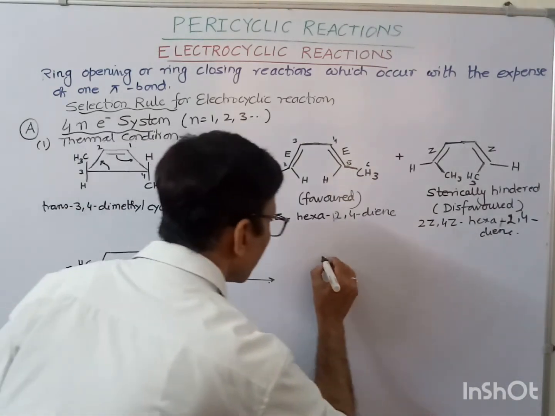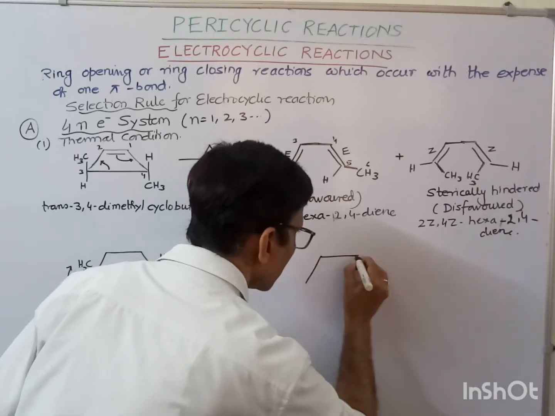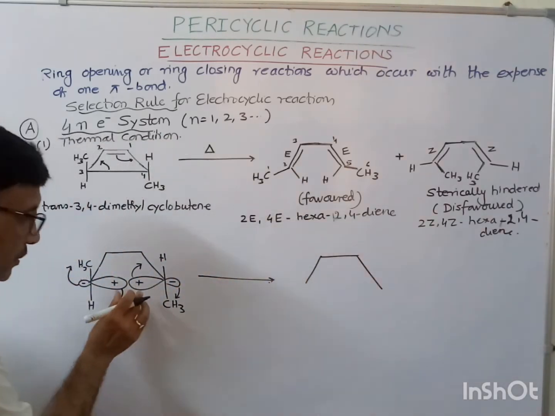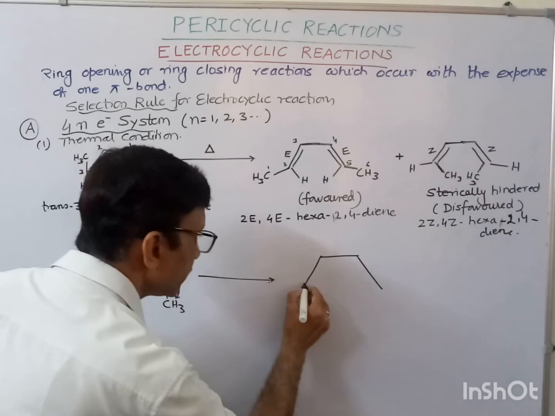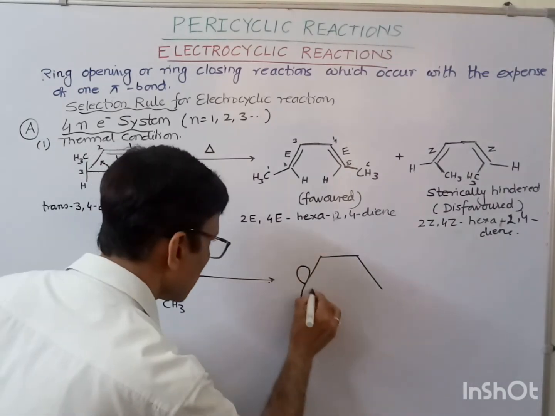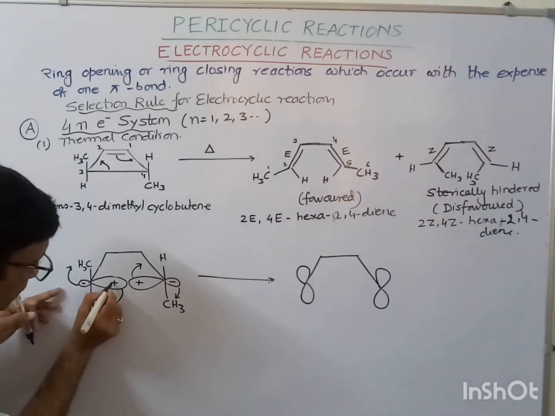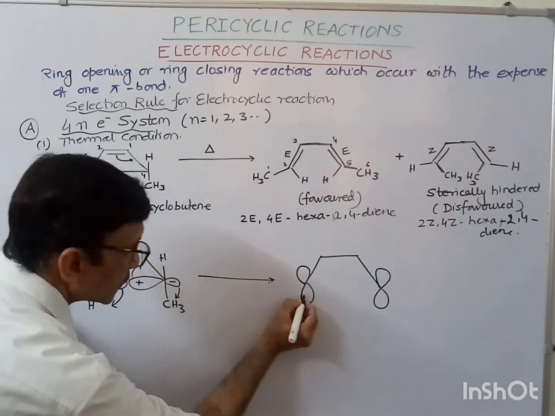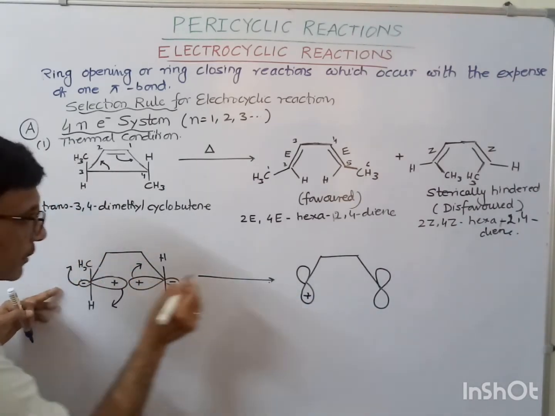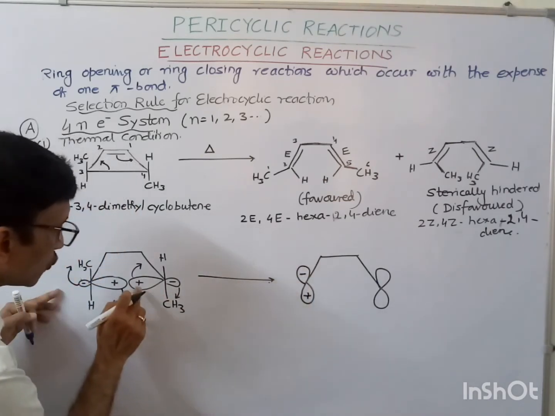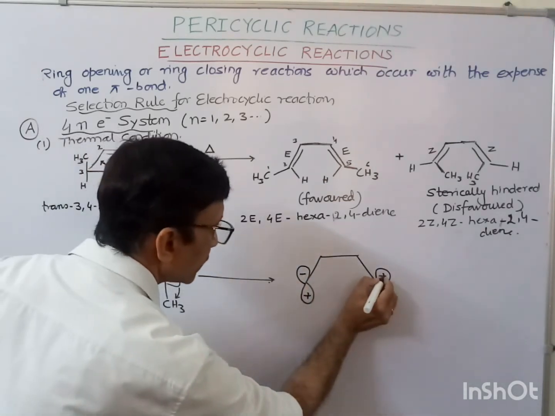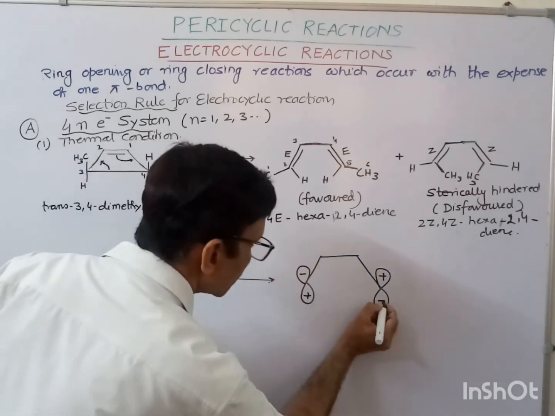So what will you obtain? This bond will break, and this lobe will be converted into a p orbital. So this plus is coming down, minus is coming up. In this lobe, this plus is coming up and minus is coming down.